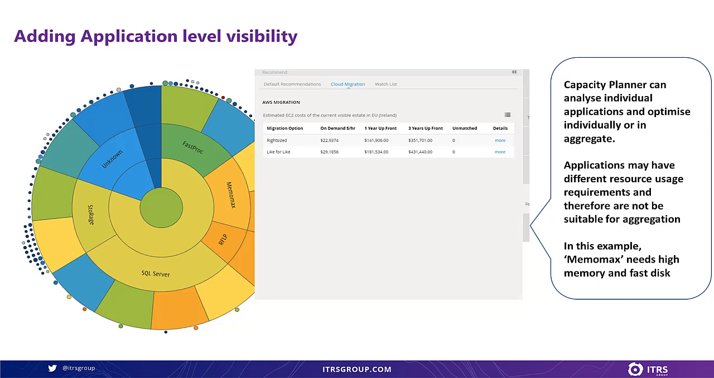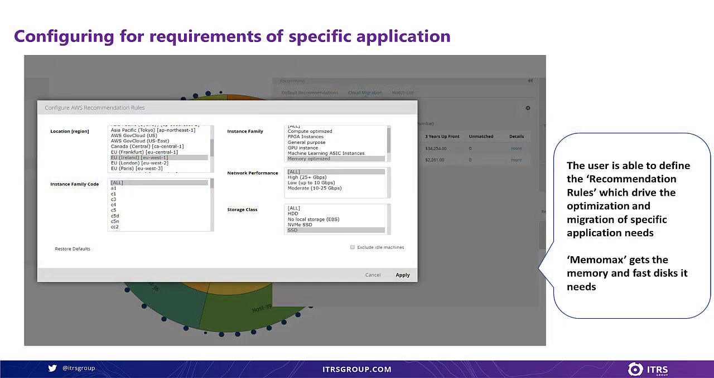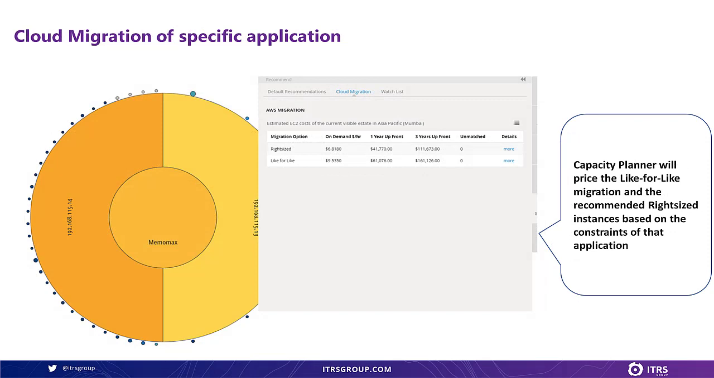In this example, MemoMax is an application which is memory hungry and needs fast disk. So when we are planning the migration of this application, we're able to tell the cloud provisioning team that we want memory optimized instances, which give us a burstable or dynamic memory, and solid state disks or SSD for the fastest possible disk access. These constraints are taken into the model, are costed, and are provided to the DevOps team for provisioning when the application is moved to the cloud.